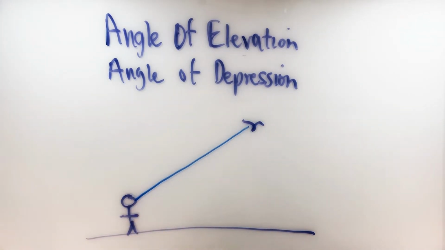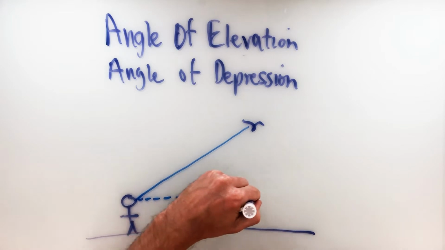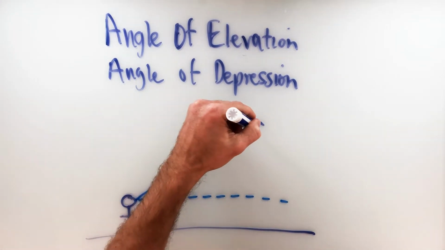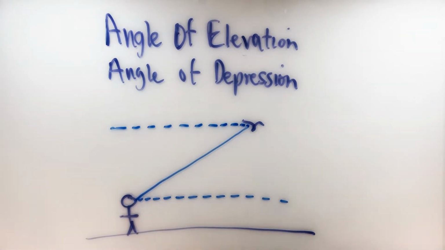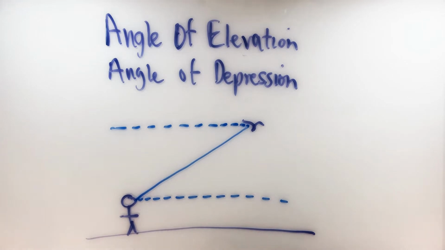So we've got a line of sight from the person to the bird. If the person were looking straight ahead, you would have this line right here, so that's parallel to the ground, and say the bird was flying straight ahead as well, which would give you that line, also parallel to the ground. So what I've created here are two angles, one of which would be considered an angle of elevation, the other of which would be considered an angle of depression. The question is, which one is which?